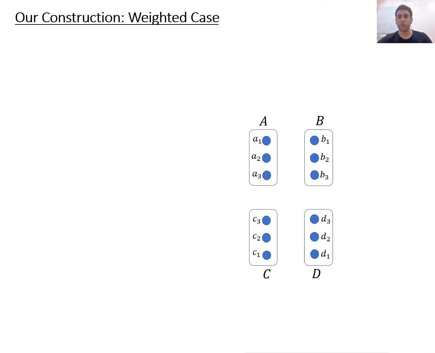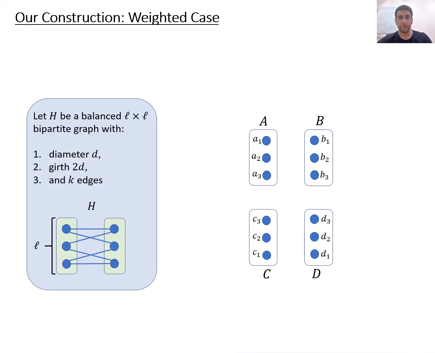So in our full construction, we have again two bipartite graphs, A, B and C, D. But now we're going to make sure that these two bipartite graphs have large girth. And for this, we're going to use the following bipartite graph. Let H be an L by L bipartite graph with diameter D, girth 2D, and K edges.